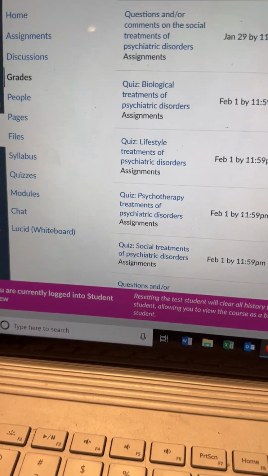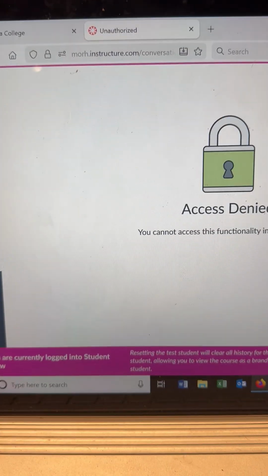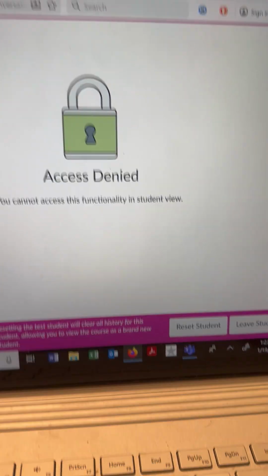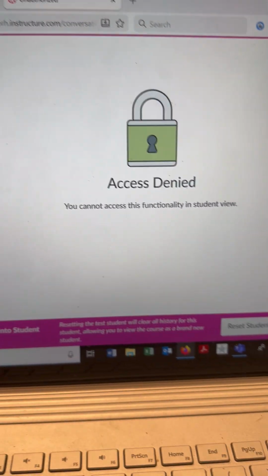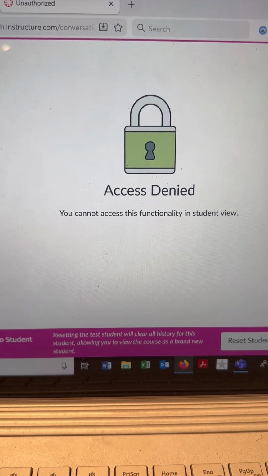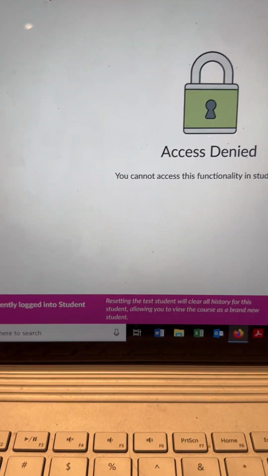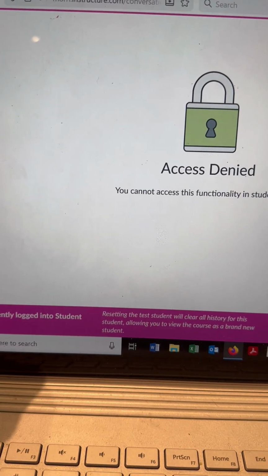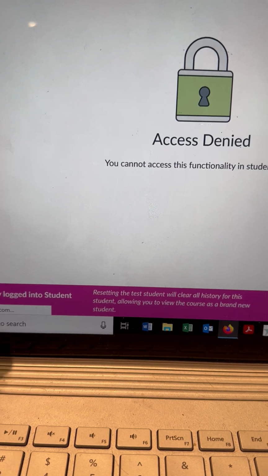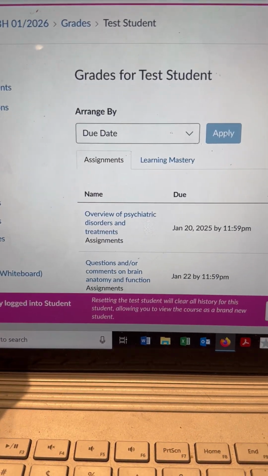Let's see anything else. The rest of these is pretty self-explanatory. There's mail, access denied. Oh, I'm in the student role, so I can't email as a student when I'm not a student, actually. So let's go back to the modules here. Here we are. That's really pretty much it.